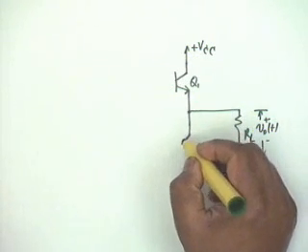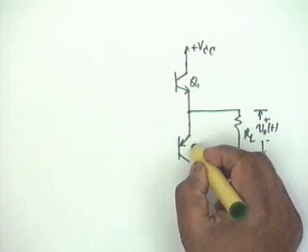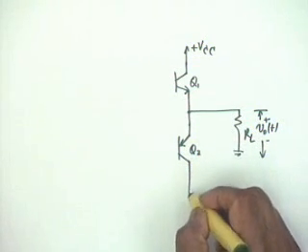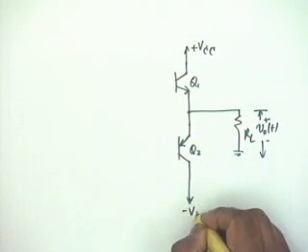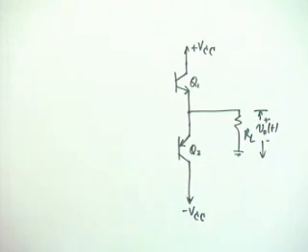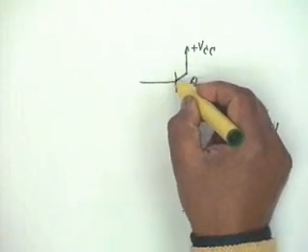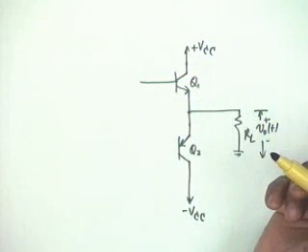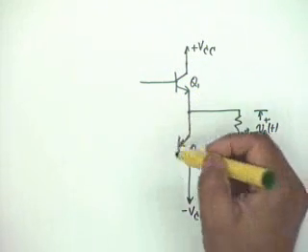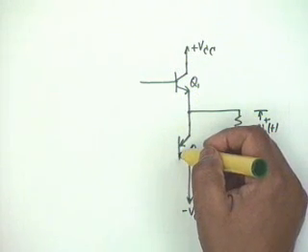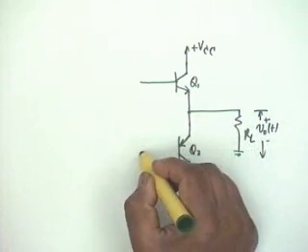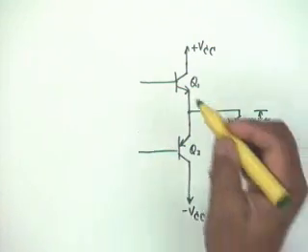Then you have the PNP transistor Q2, and this goes to minus VCC. All right. What we want to do is to bias this transistor Q1 to plus 0.7 and this transistor Q2 to minus 0.7.